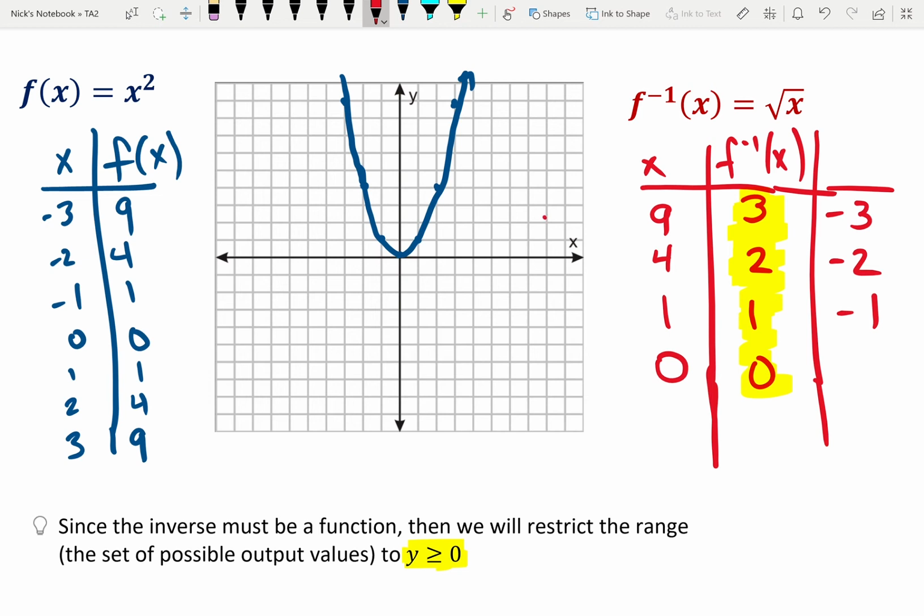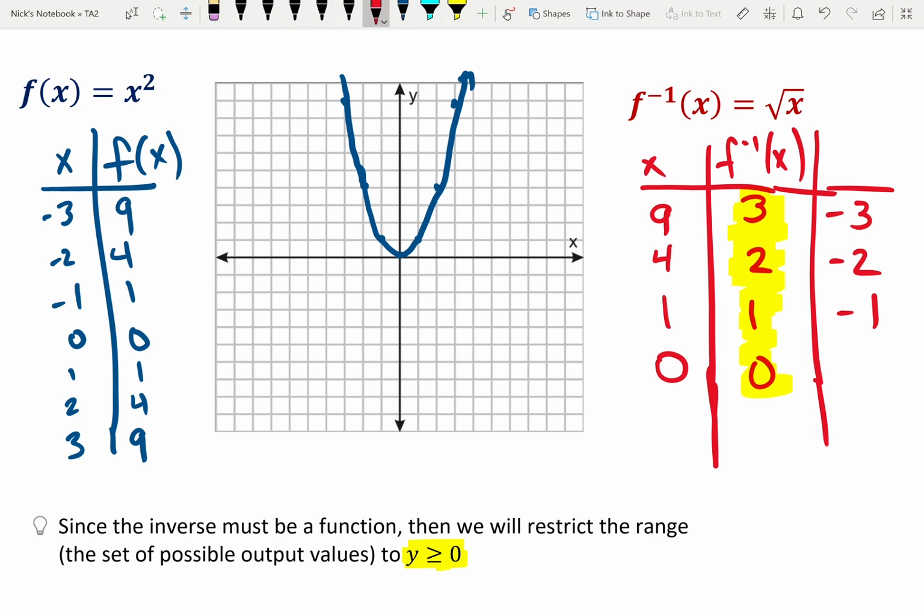Eventually, if we were to graph both of these points, it would look like this. But if we think about when we learned about the vertical line test, that does not pass the vertical line test, so it's not a function. So what we have to do, like I said, is restrict the output values to y is greater than or equal to 0, to our positive values. So let's just worry about those positive values here.